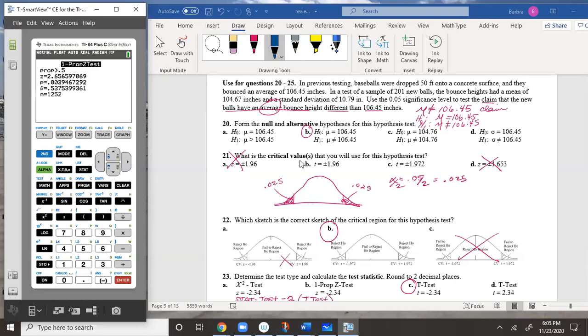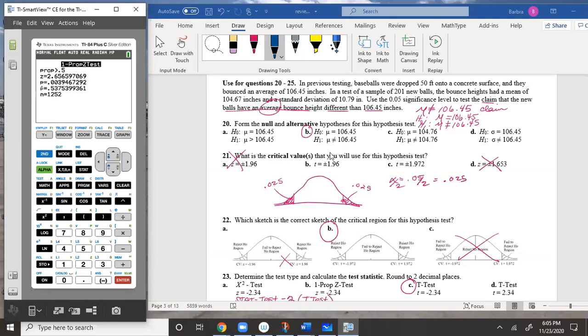In number 21, what is the critical value that you'll use for the hypothesis test? So this is a claim that's not equal, so this is a two-tailed test. Draw a quick sketch. And the area in the tails is half the significance level because they're split up in the tails. So 0.05 is now split up as 0.025 in both tails.